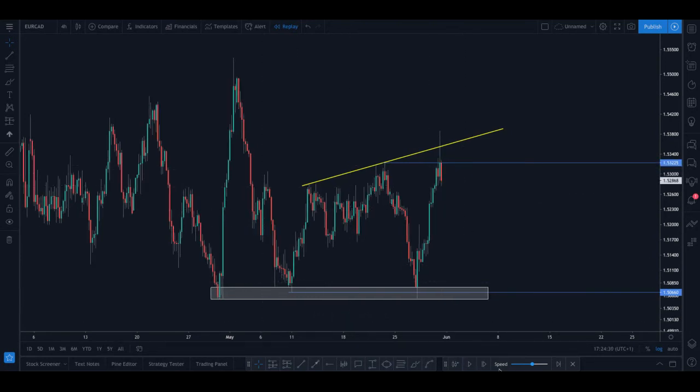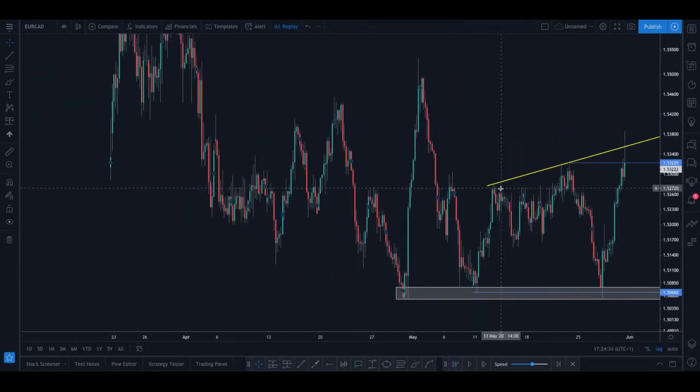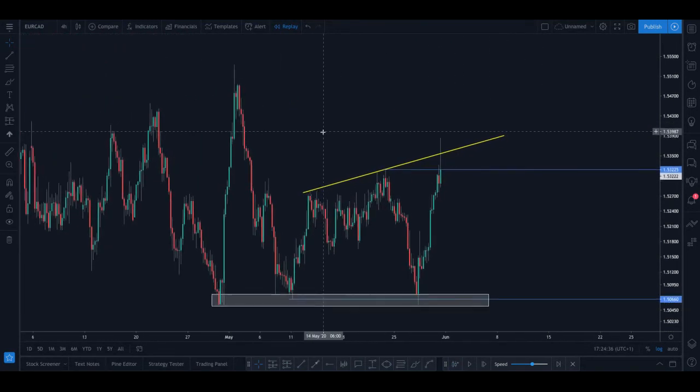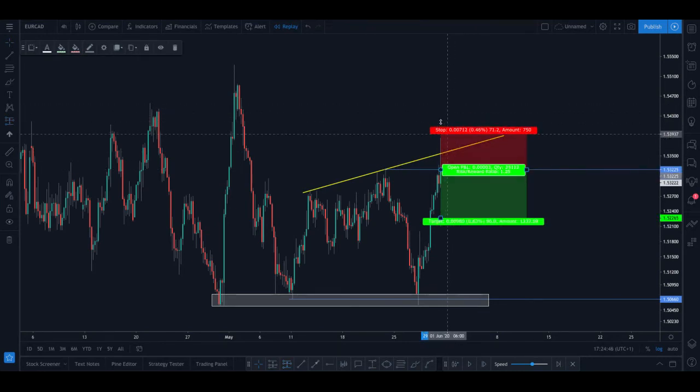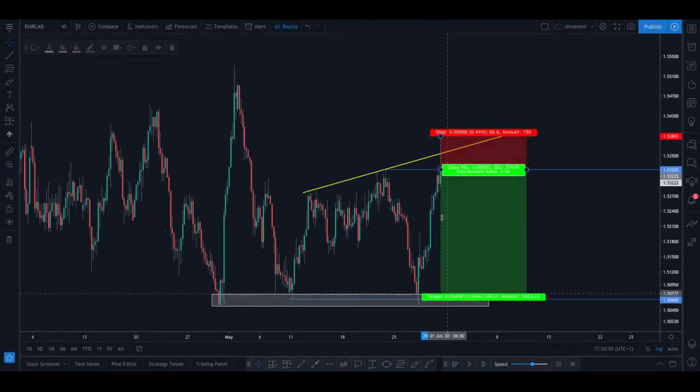You can see here perfectly, price never closed above this level, which was some nice confirmation to go short. Stop loss would have to be above this level. It's 60 or so pips. Target this level, what would that look like?